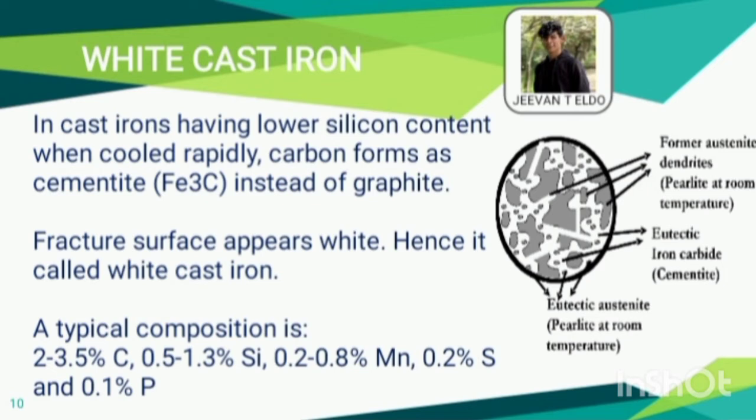Cast irons containing lower silicon content upon rapid cooling results in a microstructure in which most of the carbon exists as cementite. The fracture surface of this alloy has a white appearance and thus it is called white cast iron. Composition of a typical white cast iron would be 2 to 3.5% carbon, 0.5 to 1.3% silicon, 0.2 to 0.8% manganese, 0.18% sulfur, and 0.1% phosphorus.